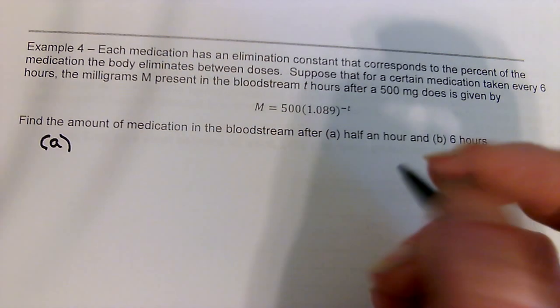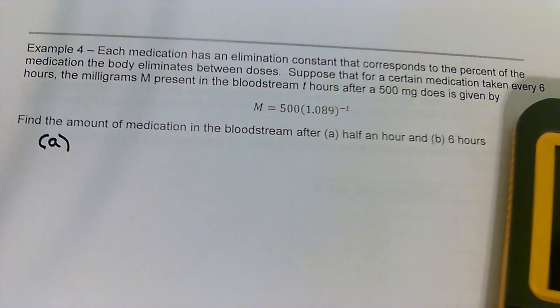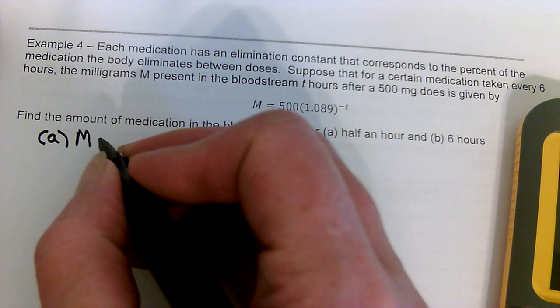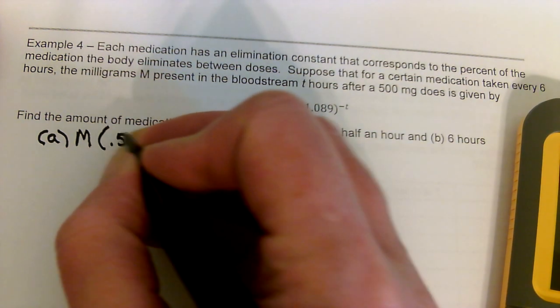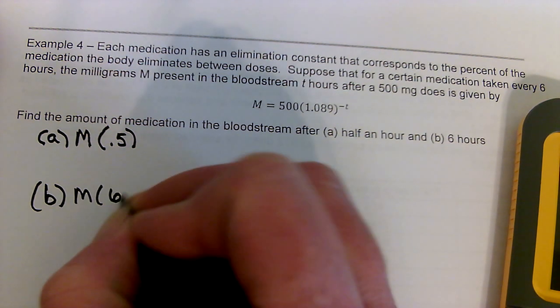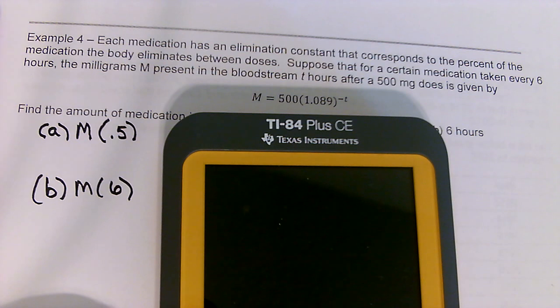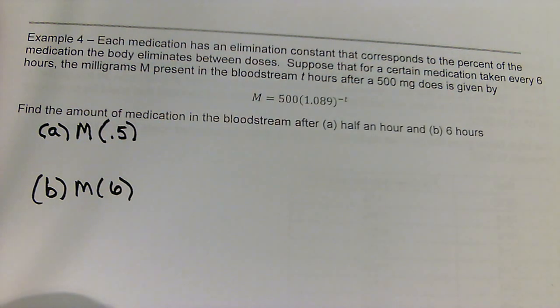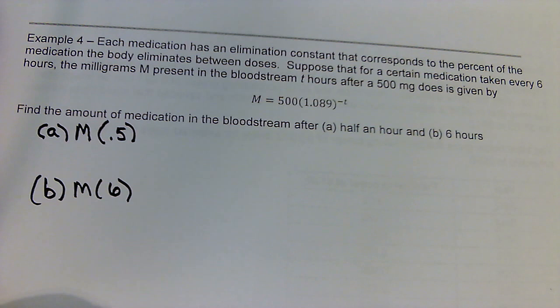So let's look at A, which is how much medication we have after a 1/2 hour. So what are we going to be plugging in for T? 1/2 hour would be 0.5. And then 6 hours later, we're going to be plugging in 6. Okay, so let's see how much medication is left. I'm going to clear this out. 500 times 1.89 to the negative 0.5. 363 milligrams is still present in the bloodstream.